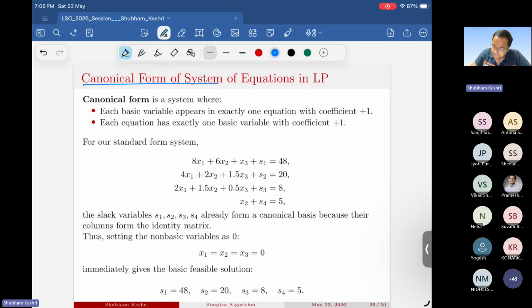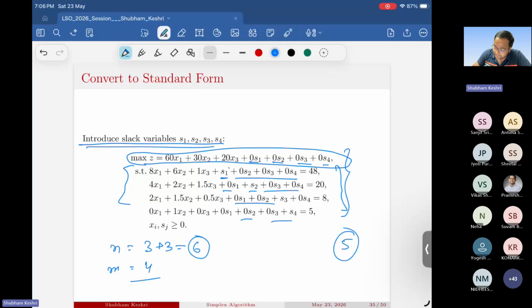The constraints. This is the first constraint, second constraint, third constraint, and fourth constraint. The canonical form of a system of equations. In canonical form of a system of equations, the basic variable appears in exactly one equation with a coefficient of 1. You see, what are we doing? We have six unknowns and 4 equations. So we have to put n minus m, which is 2.